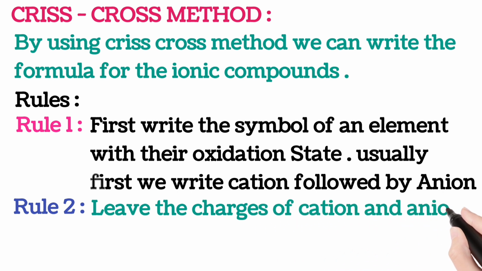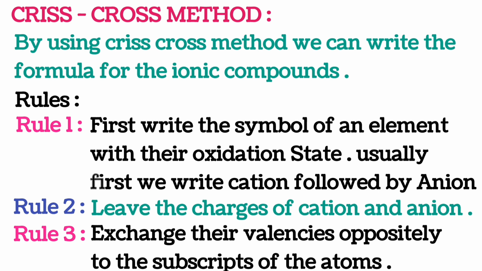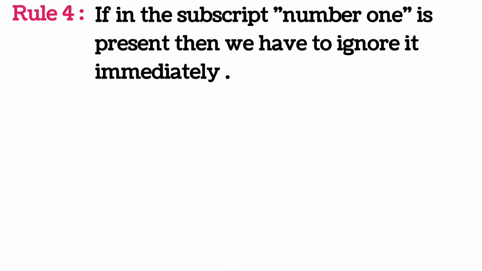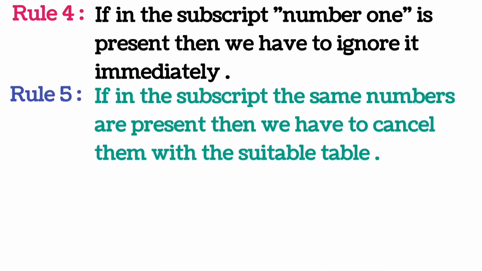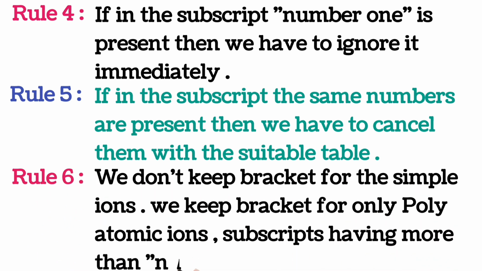Rule 2. Leave the charges of the cation and anion. Rule 3. Exchange their valencies, oppositely, to the subscripts of the atoms. Rule 4. If the number 1 is present in the subscript, then we have to ignore it. Rule 5. If the same numbers are present in the subscript, then we have to cancel them with a suitable number. Rule 6. We don't keep brackets for simple ions. We keep brackets only for polyatomic ions with subscripts greater than 1.